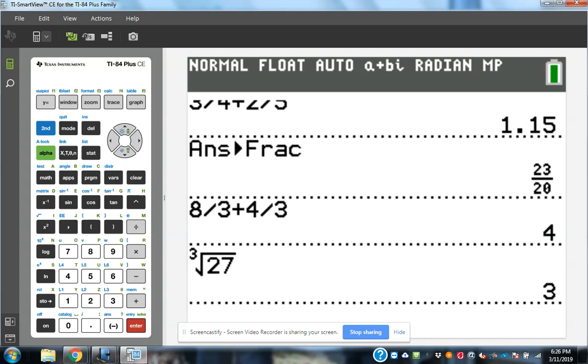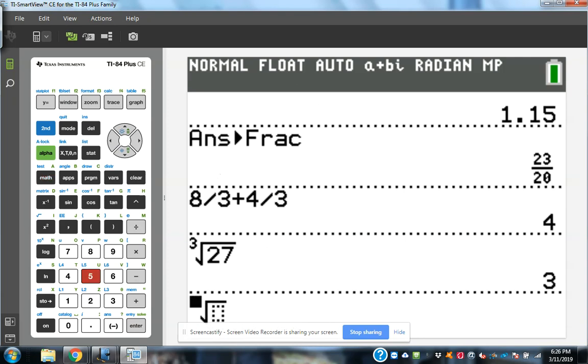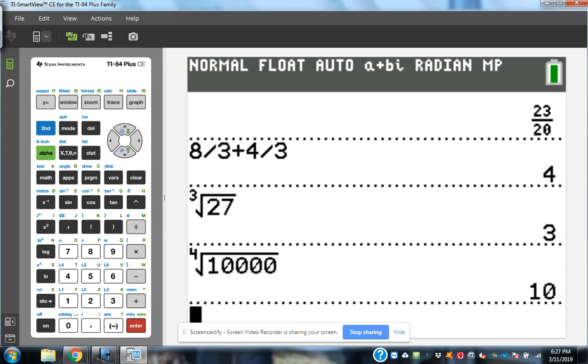Fourth root, it doesn't have a button for that. Okay, well, it does, but it's just as much trouble to get to. So you hit math, and then option number 5, and you see it puts a blank right there. So you can put in the 4th root, and then I can press the right arrow key and then type in 10,000. And there I get my 10 out of that.